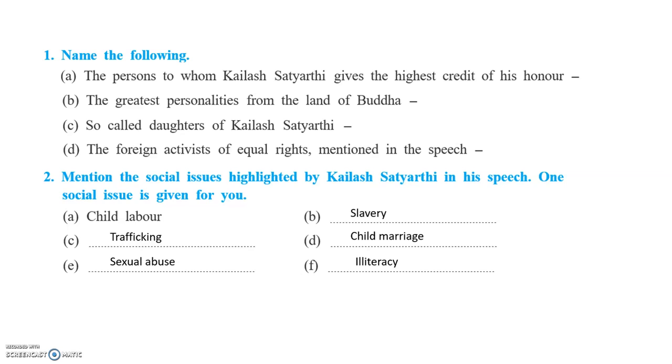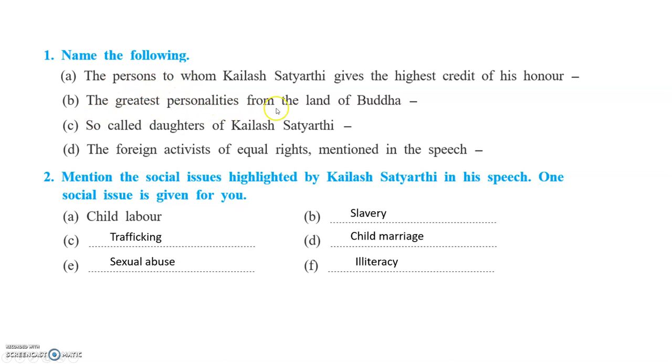Now very important is you understand the question first. When we say that Kailash Satyarthi gives the highest credit of his honor, we know what honor he got: the Nobel Prize, right? He doesn't take that honor for himself. He gives it to the others, because there are other workers who work with him. The highest credit he gives to them. So the names that I just read are the names of those people, and you will have to write the names of those persons.